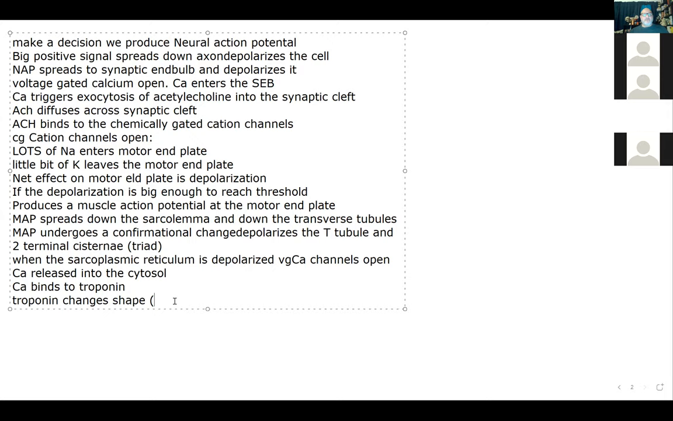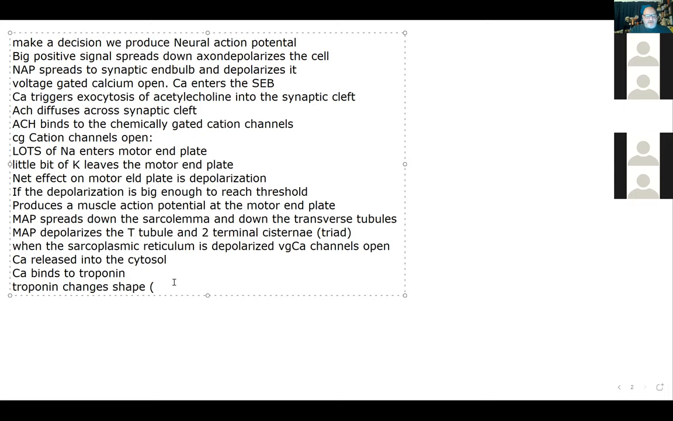Did that go somewhere else, or did that just not type? On top where it says MAP. Six lines up. Right there. Right above the two terminal cisternae. Yeah. MAP undergoes a conformational change. Hold on. Oh, there you go. Got it. I have one of those touch pads, and I think I hit it every once in a while with my thumb, and that screws things up.